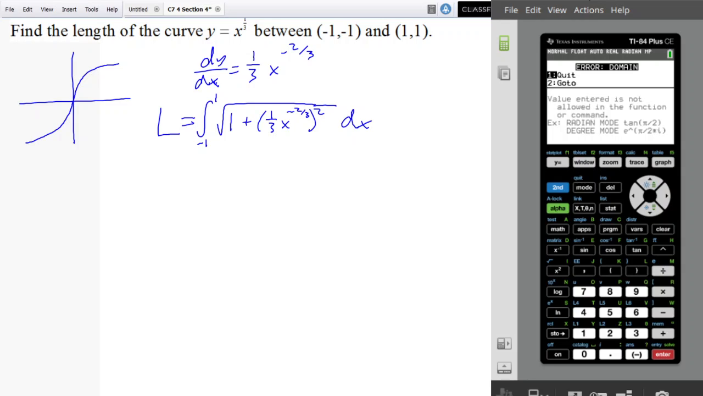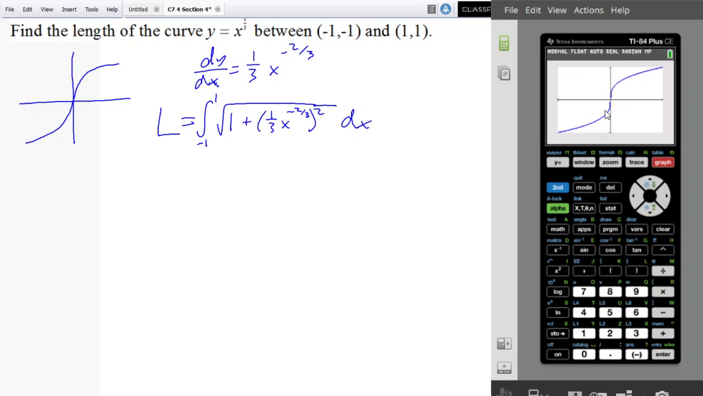The reason we have this domain error is because in the original function, we had a vertical tangent right over here at x equals 0. We had a vertical tangent, so we had a non-differentiability. When we have a non-differentiability, we have to look at this a different way.